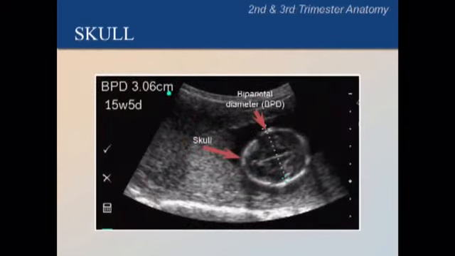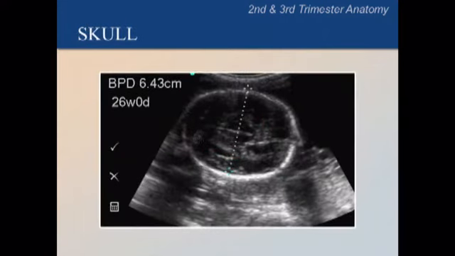This picture shows the skull in transverse. The skull is oval on cross-section, and in the next lecture, we will show you how to measure the skull to determine the gestational age of the fetus. The dashed line here shows the measurement of the biparietal diameter, or BPD, which allows estimation of the gestational age. This fetus is 15 weeks and 5 days in gestational age.